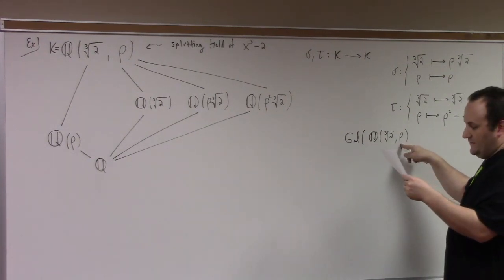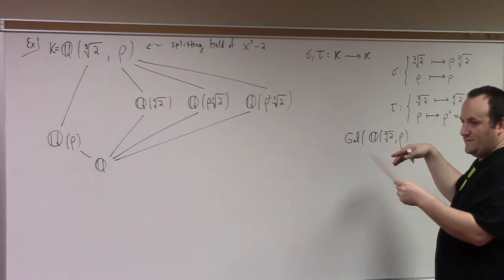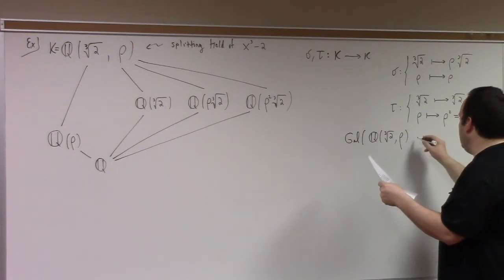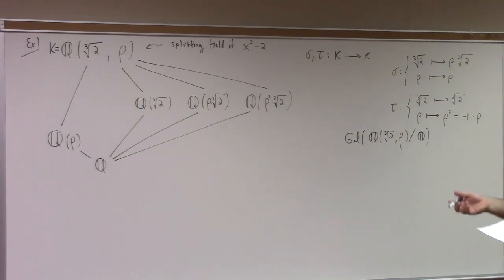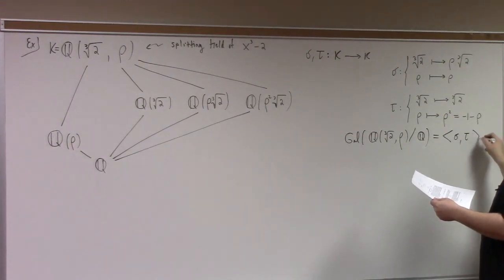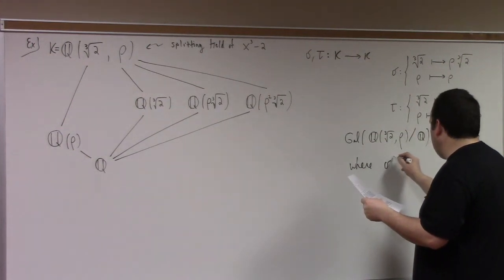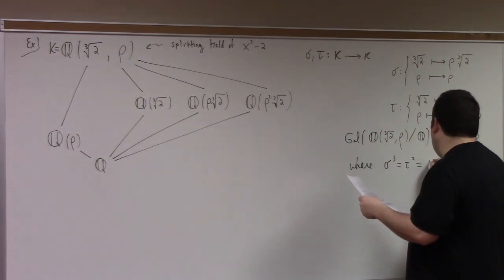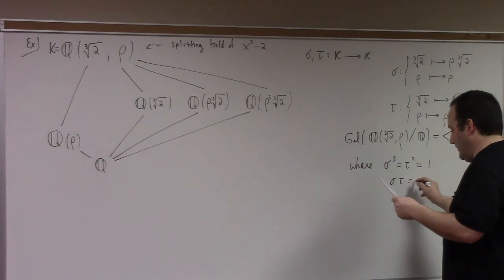So if you read on page 565, he's got the Galois group of the cube root of 2 adjoined zeta 3, but he's been calling zeta 3 rho up to this point, so it's a little disturbing to me. Anyway, the Galois group of that over Q, which of course is the full automorphism group because Q is the prime subfield, is exactly the subgroup generated by sigma and tau, where sigma cubed equals tau squared equals 1, and we have sigma tau equals tau sigma squared.